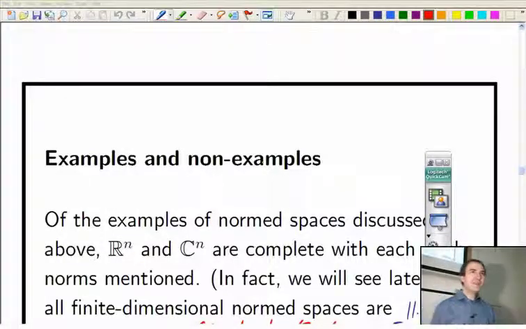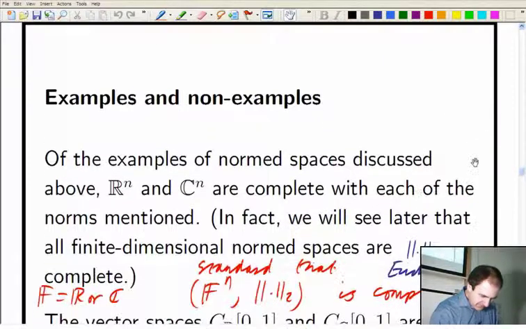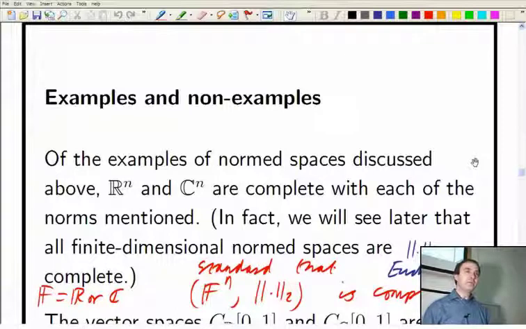Right, so last time we were having a look at some of these examples and non-examples of norm spaces, Banach spaces, and so on. So let's get that out of the way. R^n and C^n with those norm p's that we looked at were always complete, and it'll turn out that all finite dimensional norm spaces are complete, which we'll be proving in the near future.